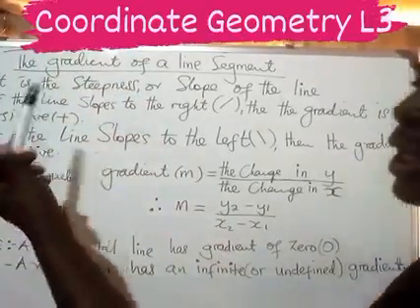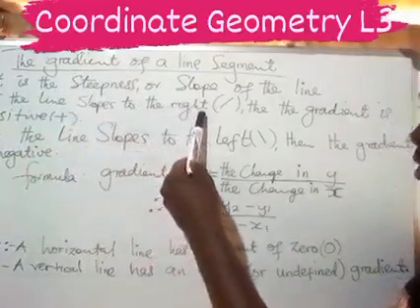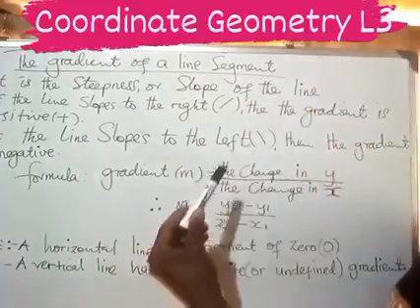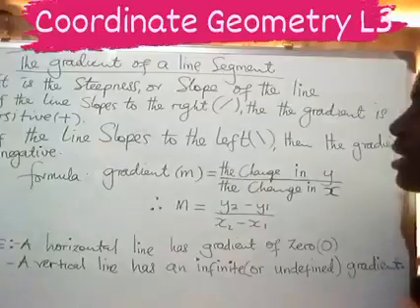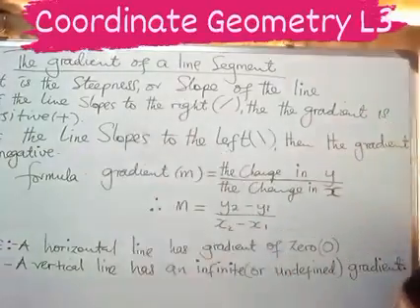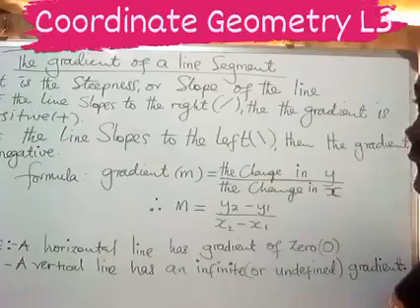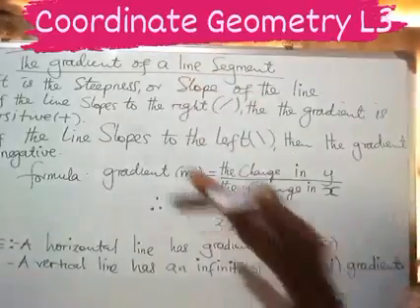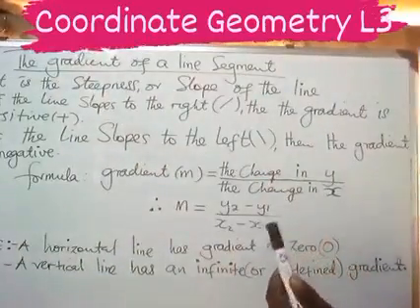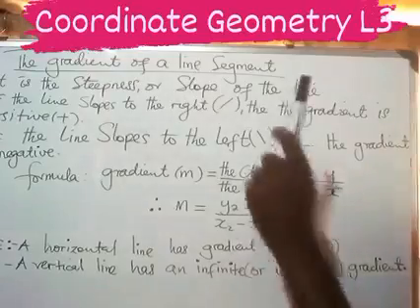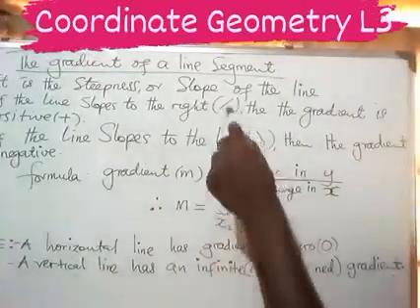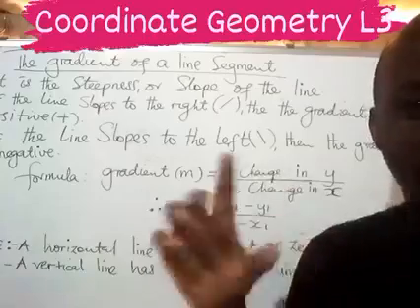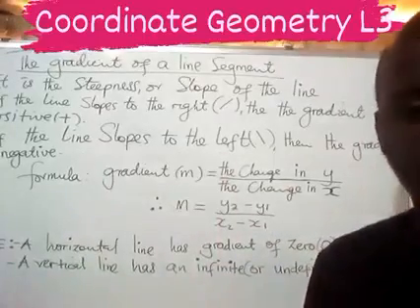If the line slopes to the right, meaning sloping like this, to the right, like the way we are seeing this line, the gradient is positive. Again, if the line slopes to the left, like this, how will the gradient be? The gradient is negative. Normally these two points apply when you are dealing with a line on a diagram or on the Cartesian X-Y plane.